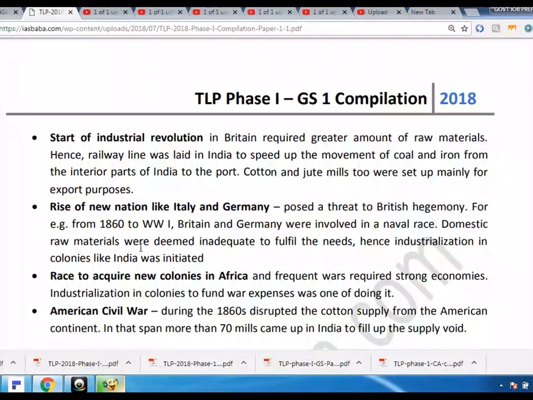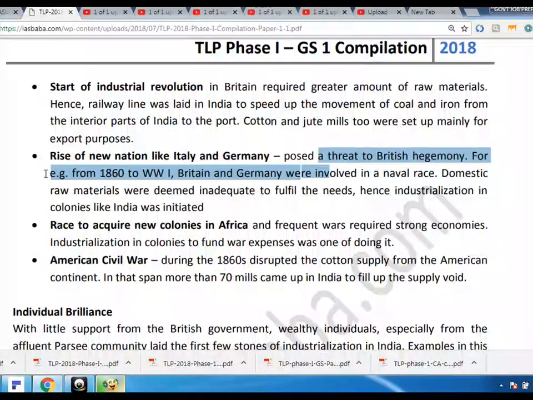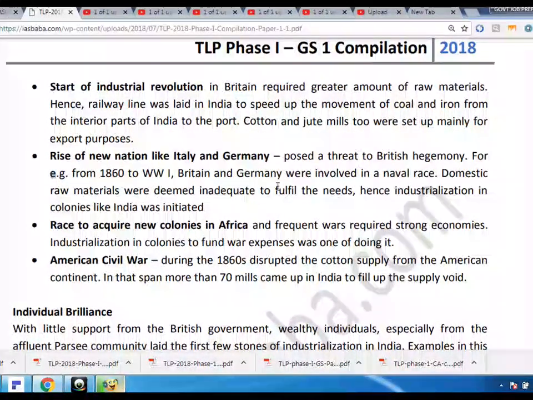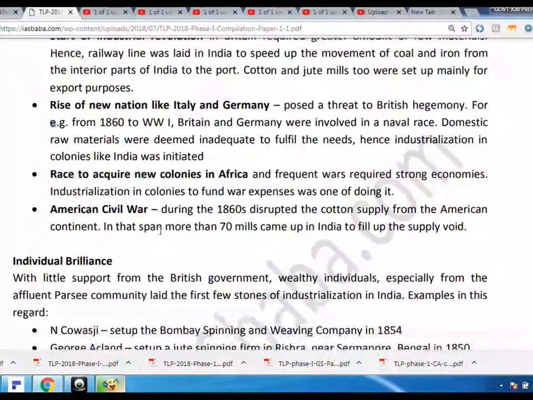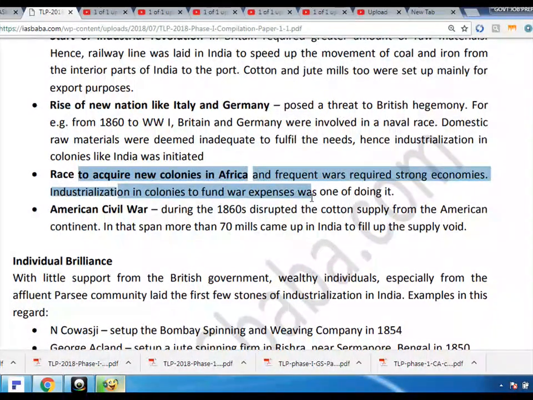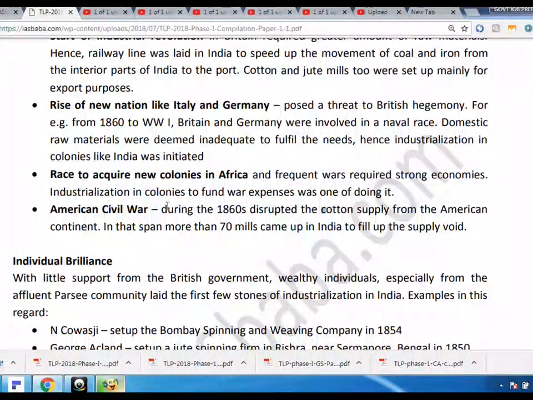The rise of new nations like Italy and Germany posed a threat to British hegemony. For example, from 1860 to WWI, Britain and Germany were involved in a naval race. Domestic raw materials were deemed inadequate to fulfill the needs, hence industrialization in colonies like India was initiated. The race to acquire new colonies in Africa and frequent wars required strong economies. Industrialization in colonies to fund war expenses was one way of doing it.